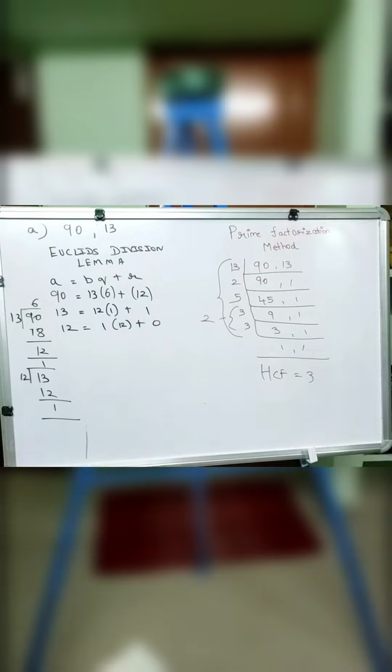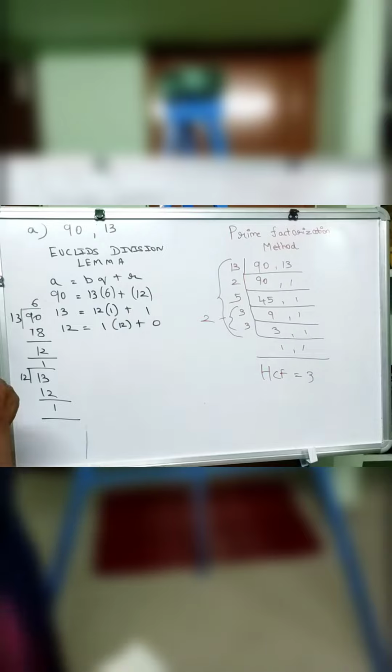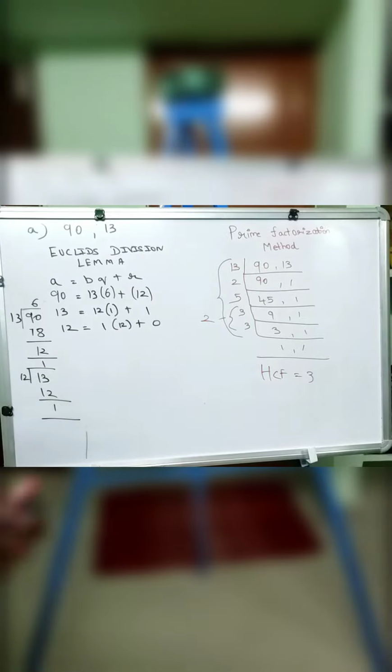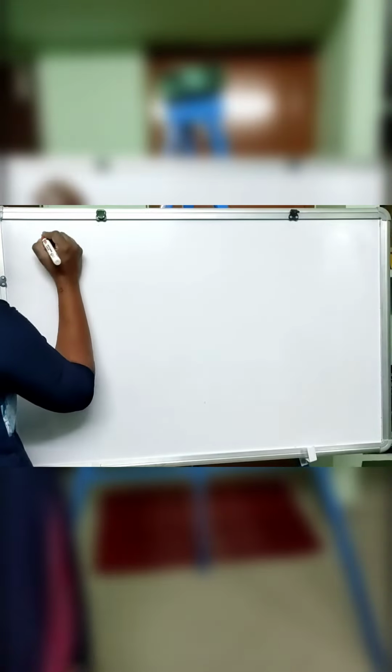Let's take another example also. Let's take an exercise sum. What is given? I am taking the first exercise sum. What is given in the NCERT book? I am taking the first sum. What is given in NCERT? 135 and 225. Let's try to solve.